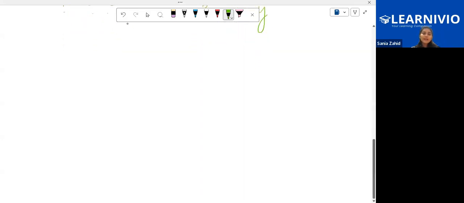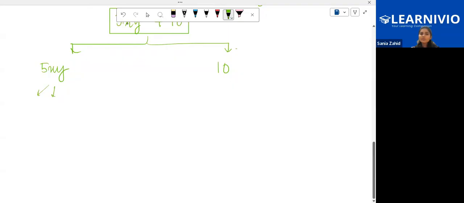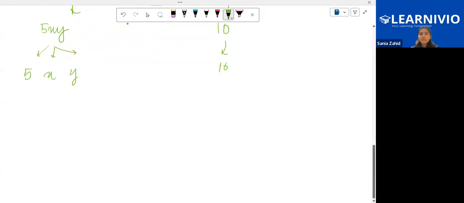Put on your mic. For example, now you have another expression which is 5xy plus 10. So how do you break down this expression now? What are the two terms? 5xy and 10. These are the terms. Okay. Now how do you think 5xy is formed? 5 and x and y. Yeah. And 10 is just formed by 10 only, right?